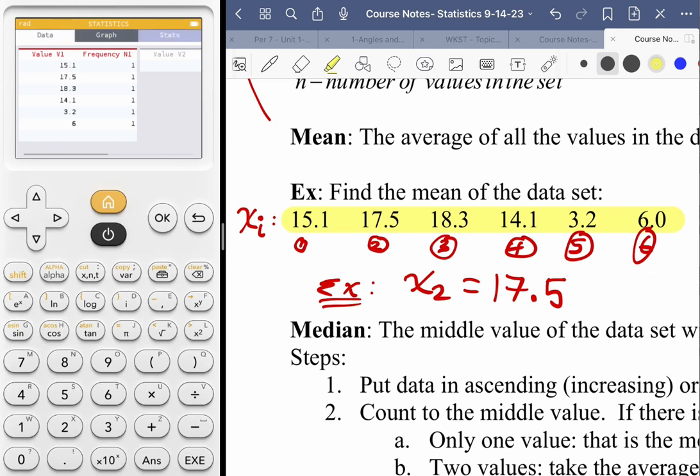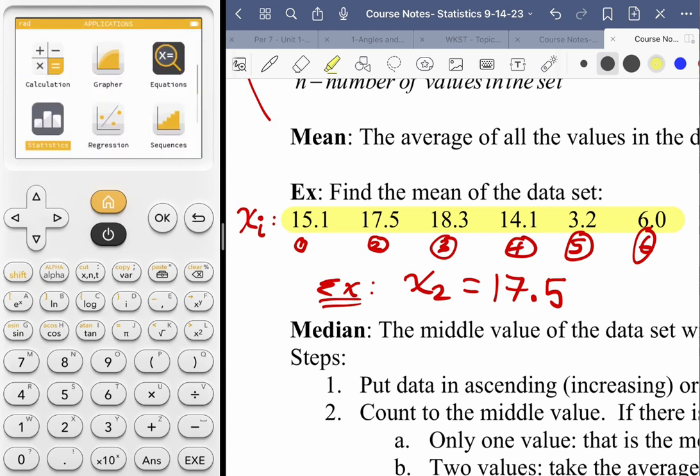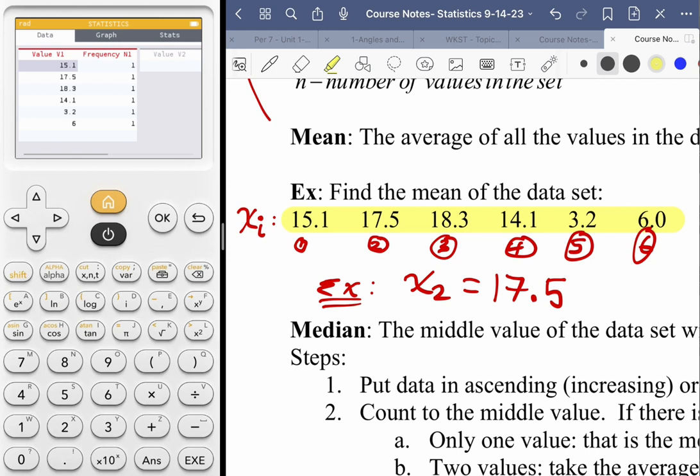Yeah, question? How do you imagine you press stats on the calculator, but what if it doesn't work? So you're talking about this statistics menu? You hit OK on that, it didn't work for you? Huh. Here, let me have a look.